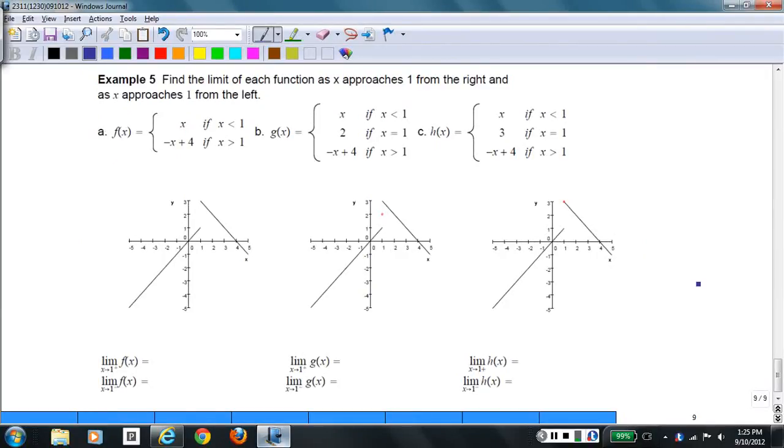First function, and we'll consider the graph here, or we can just plug in the 1 if you'd like to. As x approaches 1 from the right, we look and see where x is a little greater than 1. Greater than 1, it looks like it's defined to be negative x plus 4, so this is going to be the limit as x approaches 1 from the right of negative x plus 4. And that's going to be, substitute the 1 for x, and that's what? 3.